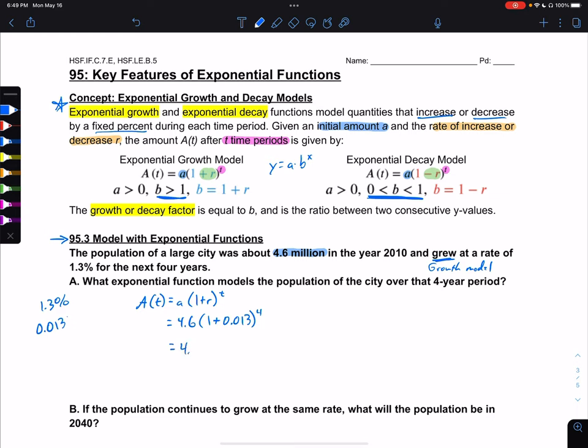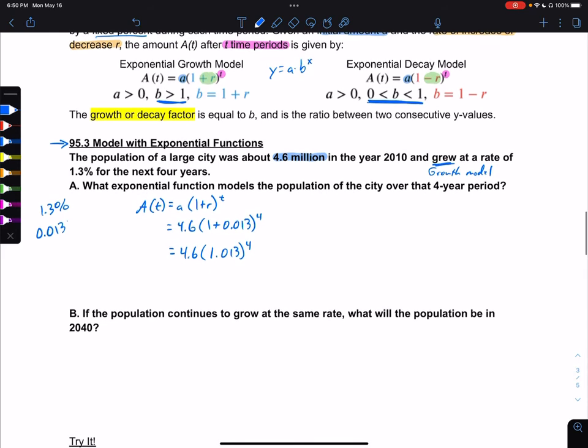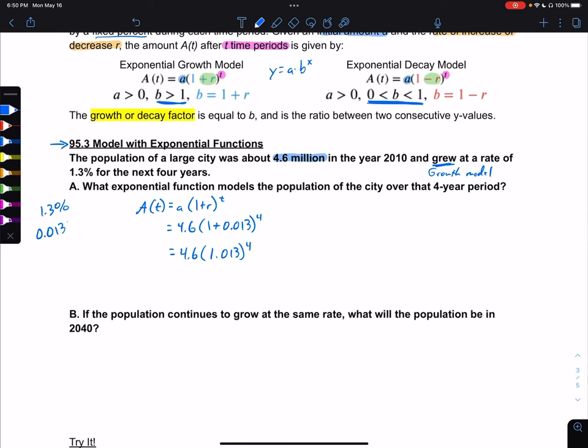And then finally, what we should do is just clean up the inside parentheses. So let's add those two terms and change that to 1.013 and raise that to the 4th power. Again, you might want to have that 4 still as a t. That'll give you the function model for the entire scenario. But since they're talking about a specific 4-year period, I'm going to put that 4 in there. All right, let's look at part B. If the population continues to grow at the same rate, what will the population be in 2040?